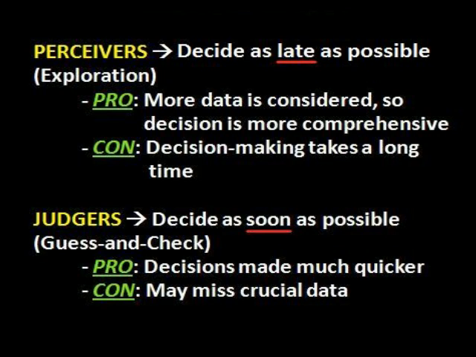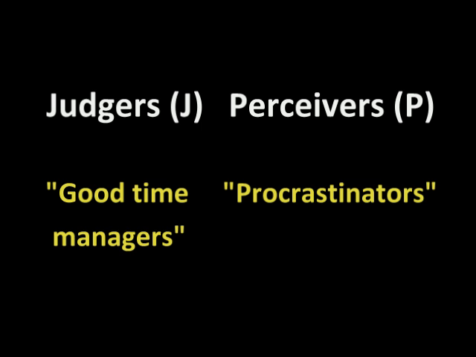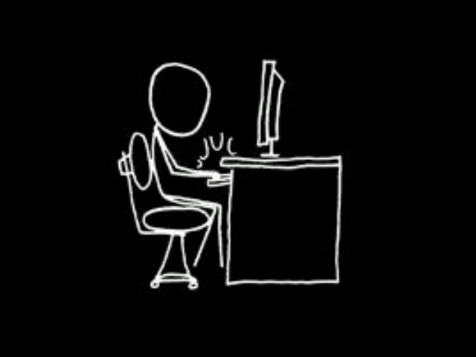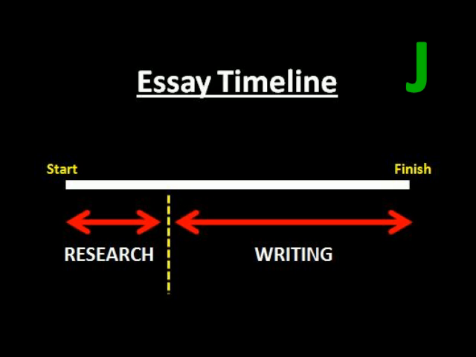Now, this difference in timeline lends itself to perceivers and judgers being seen in very different ways. Judgers are generally seen to be more organized with a greater adherence and respect for deadlines, whereas perceivers tend to be seen as chronic procrastinators. And this is sort of true, but it's important to see why it's true in relation to what we've learned so far. Let's say that you're a student and you've been assigned a research paper. The judger will probably spend maybe a few days researching the topic, but then he will step back and say, I think I have enough data to write this paper well, and then he will write it.